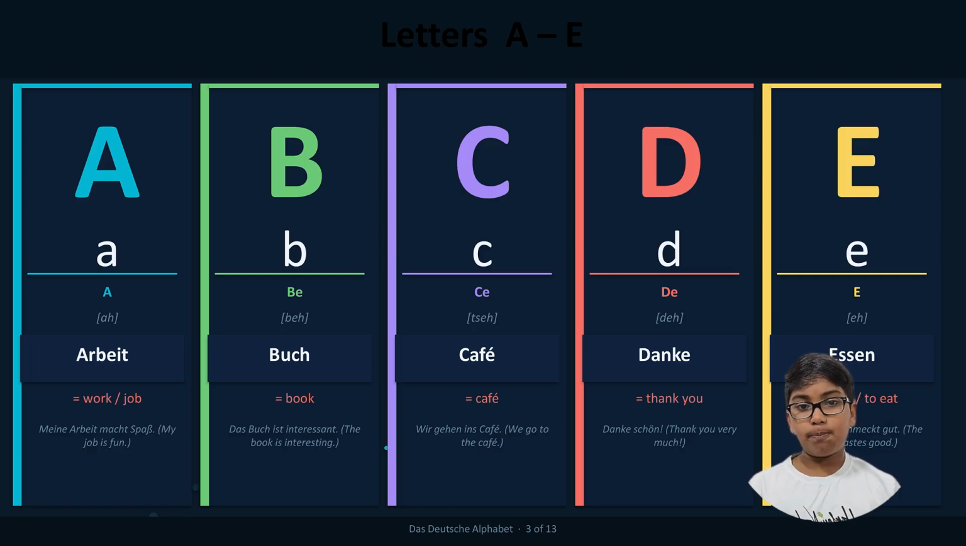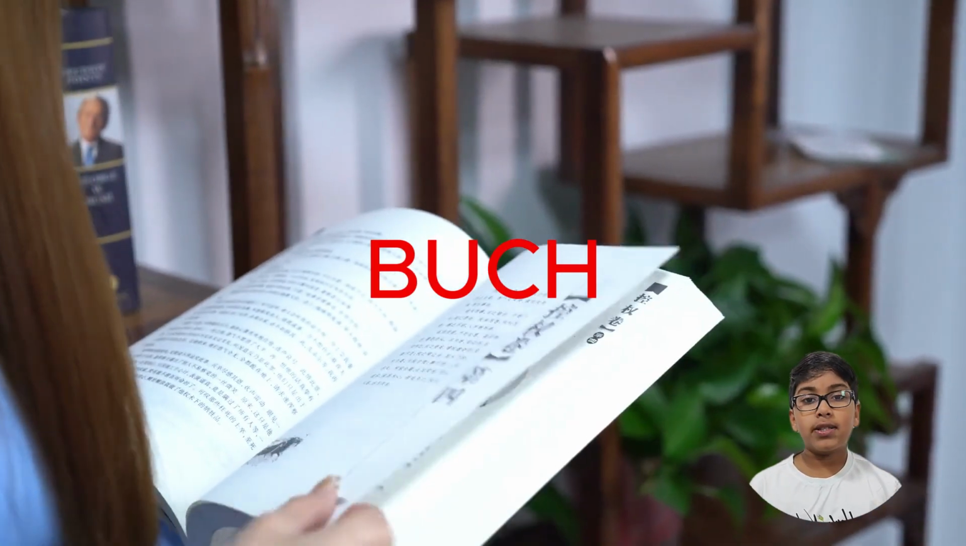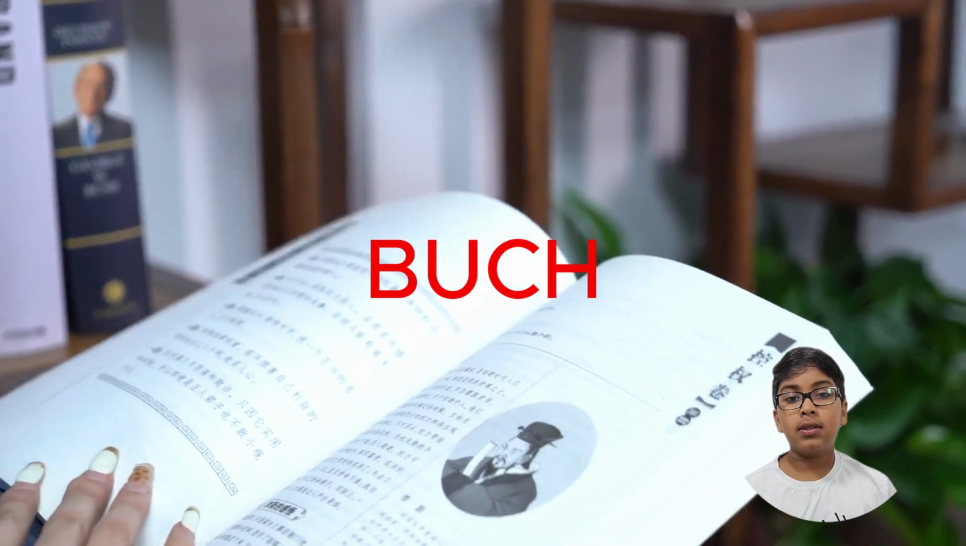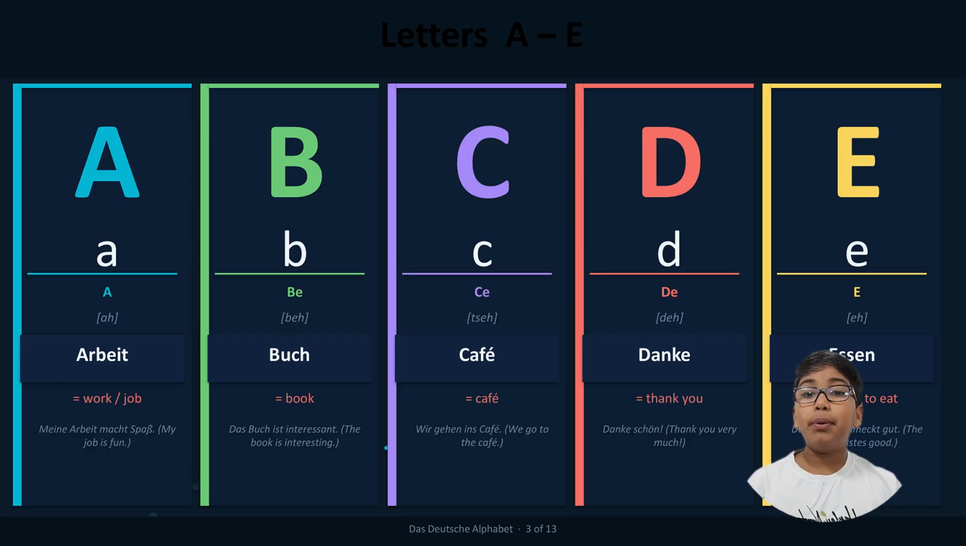B, pronounced bay, just like the English letter B. No surprises here. The example word is Buch. Say it. Buch. It means book. Das Buch ist interessant. The book is interesting. C, pronounced tsay. Now here's our very first difference from English. In German, C often sounds like ts, especially before certain vowels. The example word is Café. Yes, just like coffee shop. Wir gehen ins Café. We're going to the café.